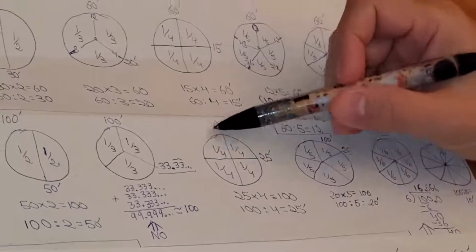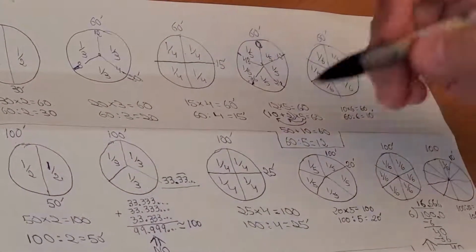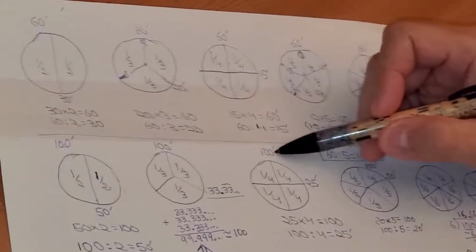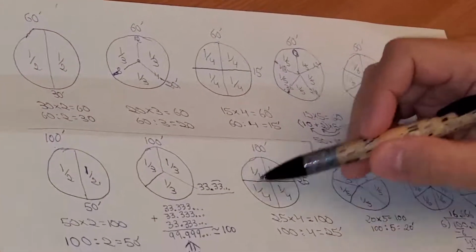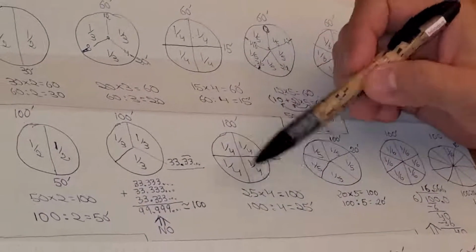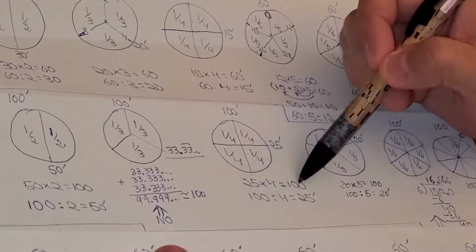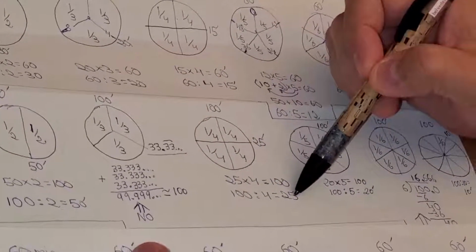Can I divide 100 by 4? Sure. Remember the dollar. The connection with the dollar. A dollar has 100 cents. I have 4 quarters. Every quarter is 25 cents. So 4 times 25 or 25 times 4 is 100. 100 divided by 4 is 25.